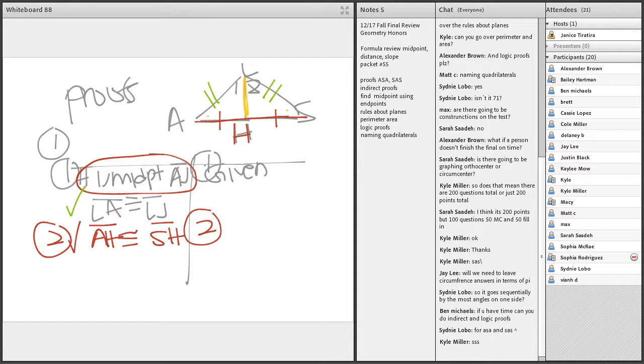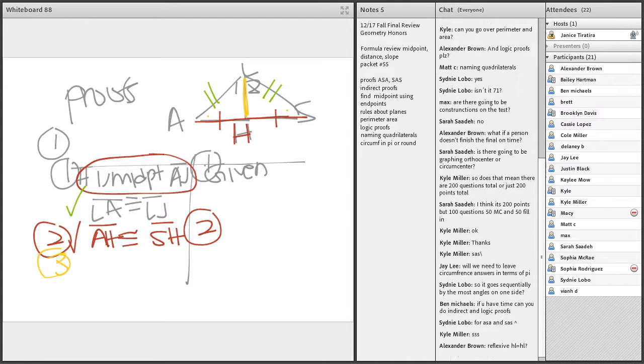Let's see, we need circumference answers in terms of pi. I'm not sure, Jay. Either just always read the directions. So I'll come back to that question, circumference in pi or round. It will say either round or keep it in terms of pi, and you'll see the multiple choice, okay?